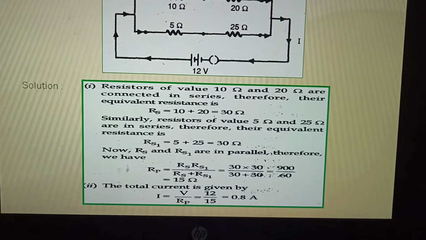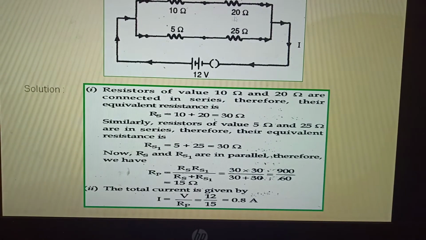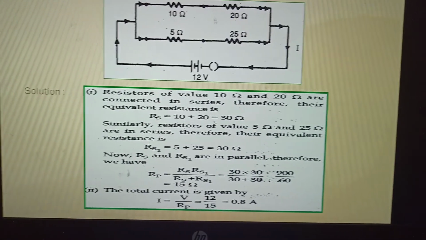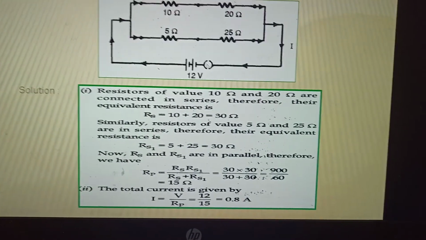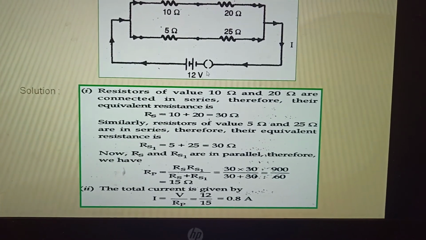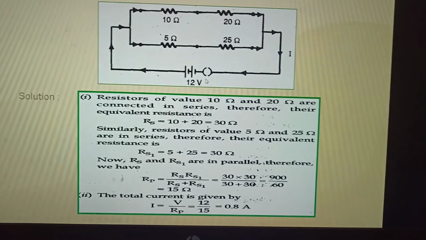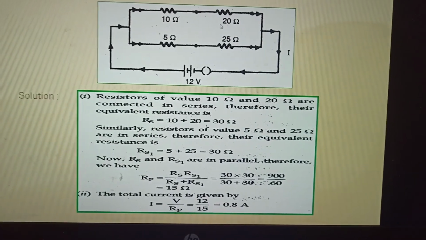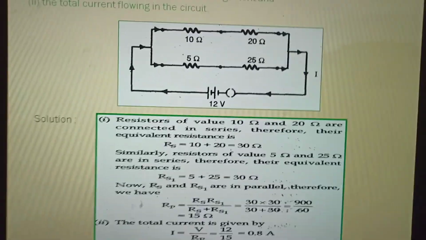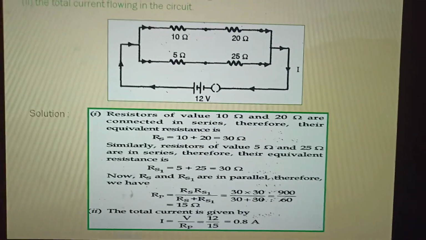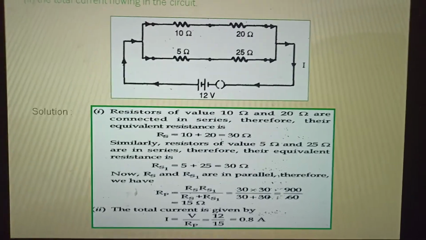It is very easy. Now you can easily calculate with 20 ohm and 12 volt. We will take 20 as the resistance and 12 volt as the voltage, the potential difference, and then V equal to IR, so we can calculate the current in the 20 ohm resistance. These are some numericals we have discussed.